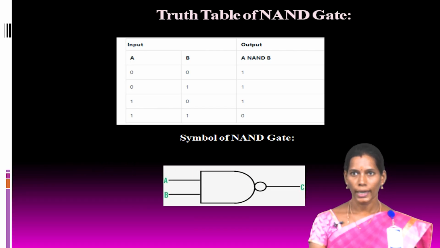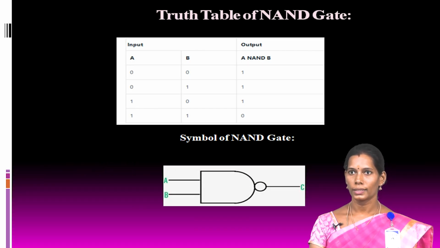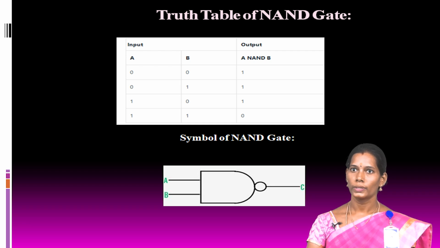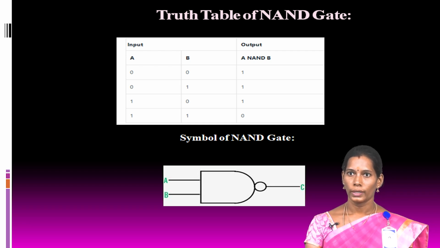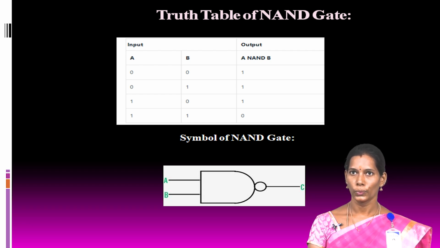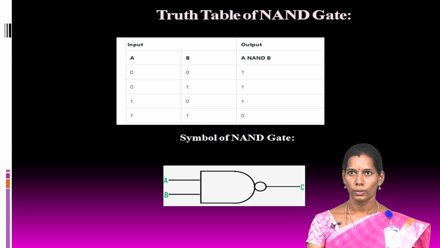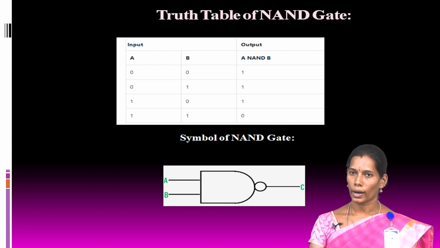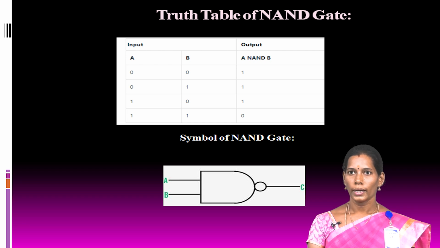Truth table of NAND gate. The truth table of a NAND gate describes the operation of the NAND gate as shown below. Two inputs A and B produce the output. 0 and 0 produce the output 1. 0 and 1 produce the output 1. 1 and 0 produce the output 1. 1 and 1 produce the output 0.